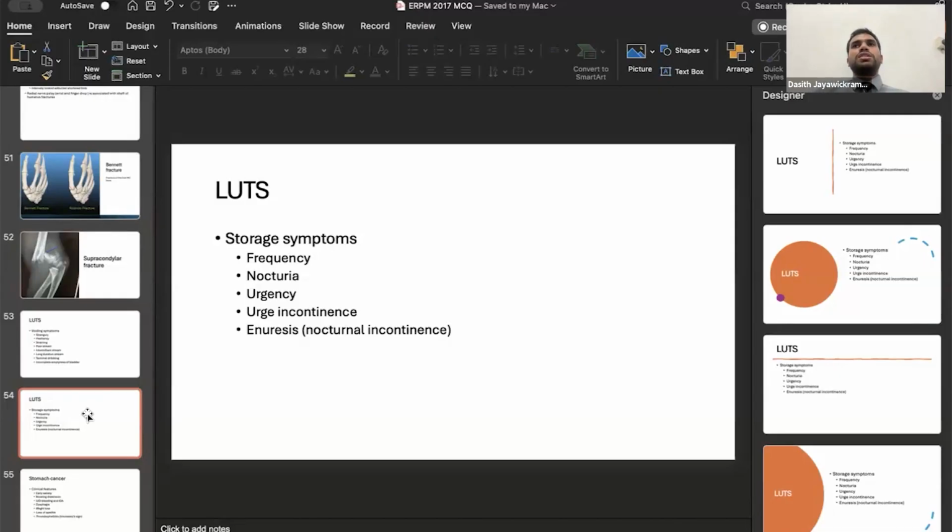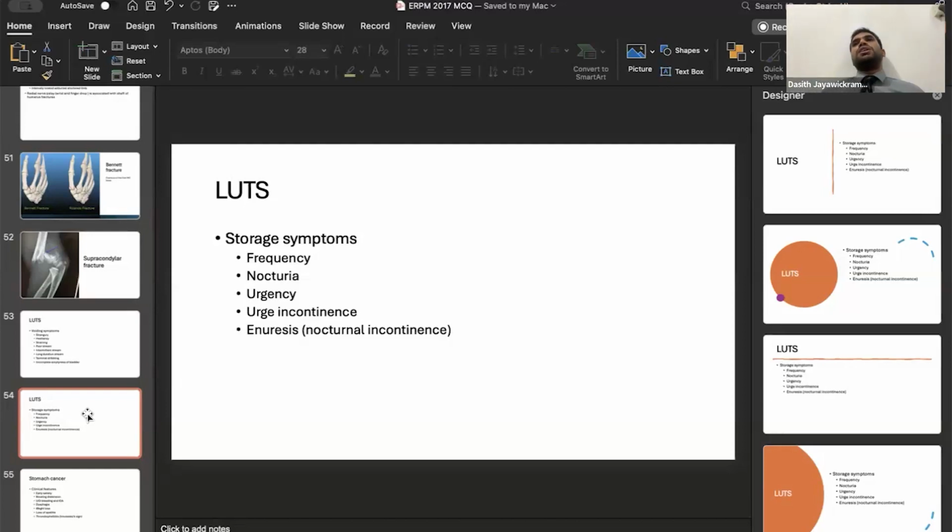When you get the need to go to the urine, you have to go. You can't wait. You can't hold. That's urgency. Urge incontinence. When you get the urge, you can't wait for long. If you wait for long, you will just go in your pants. That's called urge incontinence. And enuresis, nocturnal incontinence.